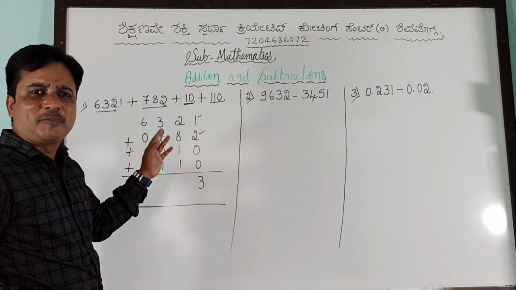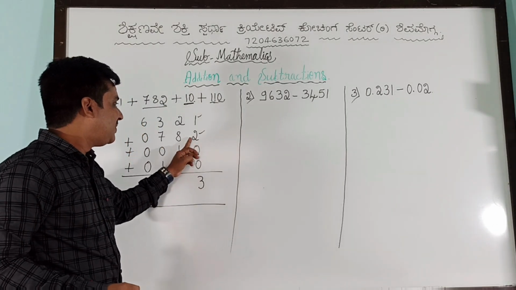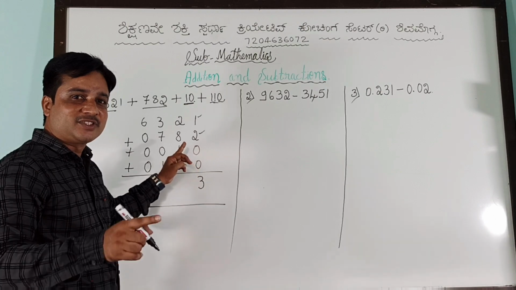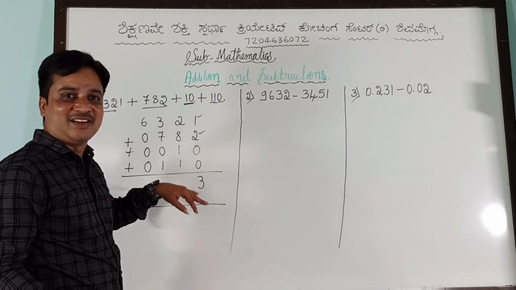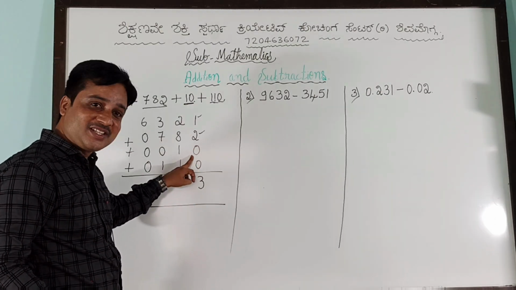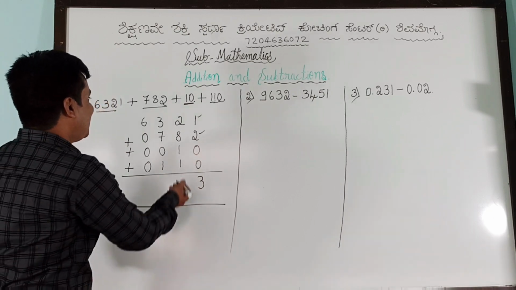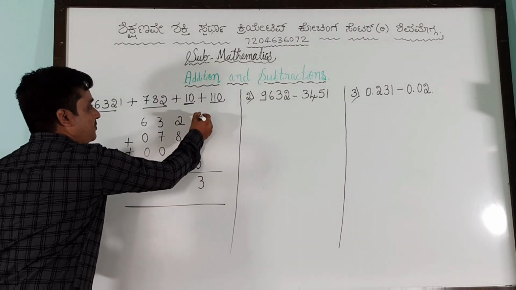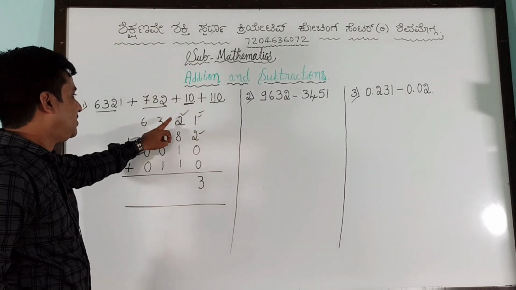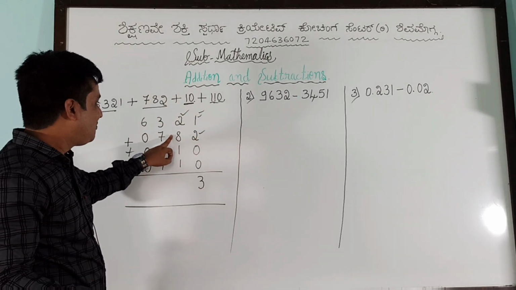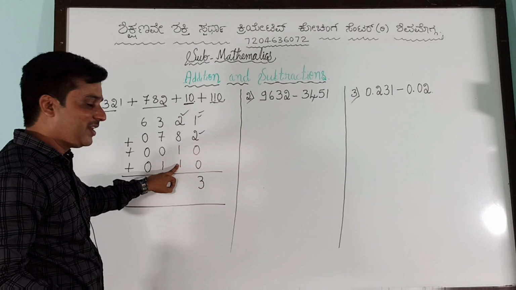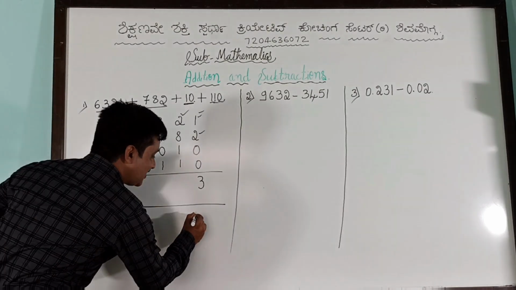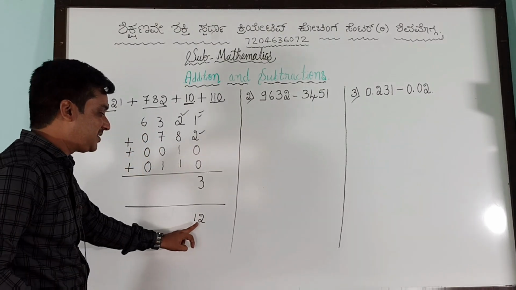We know one property of addition: any number added to 0, the sum will be the number itself. So 3 plus 0 is equal to 3. Okay, ones place is over. Next, tens place. 2 plus 8 is 10. 10 plus 1 is 11. 11 plus 1 is 12. Here 2 digits have come, right?